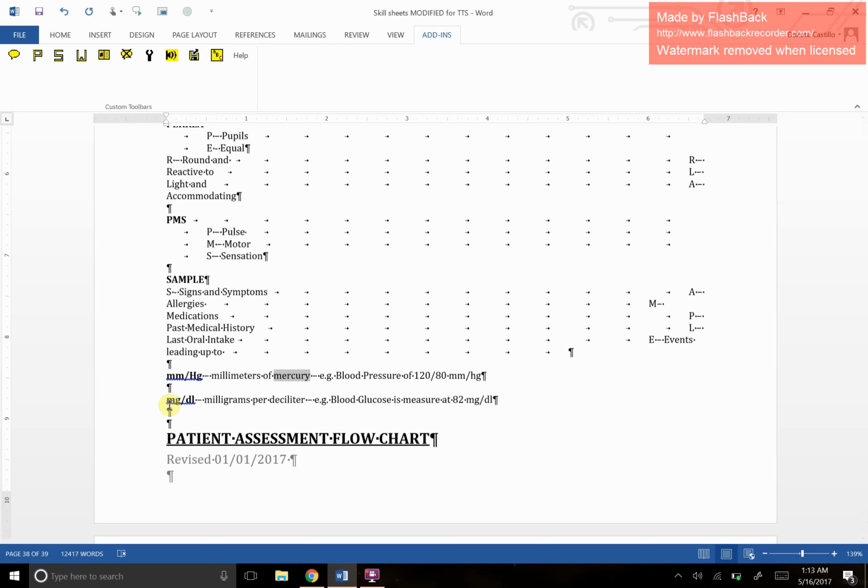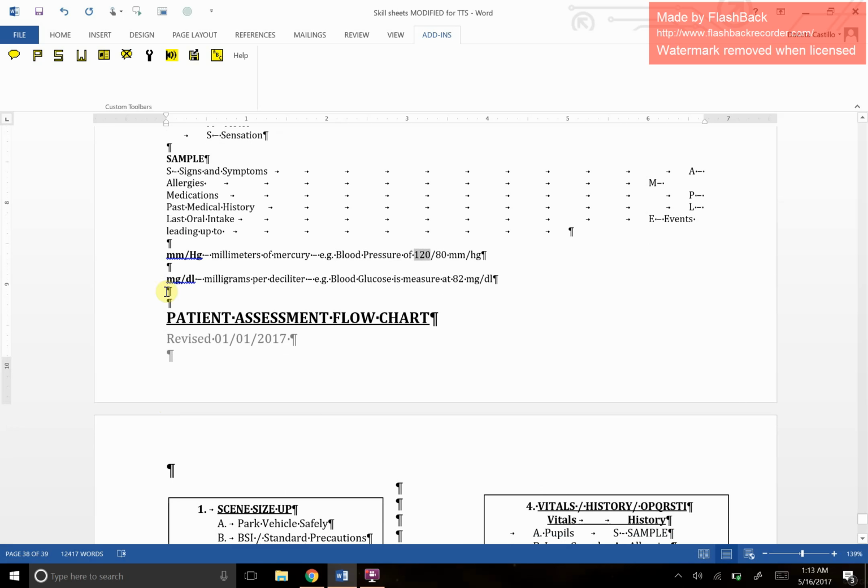mmHg, millimeters of mercury, e.g. blood pressure of 120/80 mmHg. mg/dL, milligrams per deciliter, e.g. blood glucose is measured at 82 mg/dL.